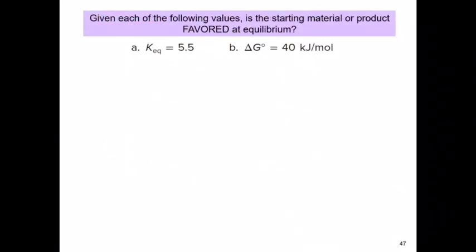So here's another practice problem. Given each of the following values, is the starting material or product favored at equilibrium? For the first problem here, we have Keq, the equilibrium constant, which is greater than 1. So again, if we have Keq that's greater than 1, then that means that the products are favored.